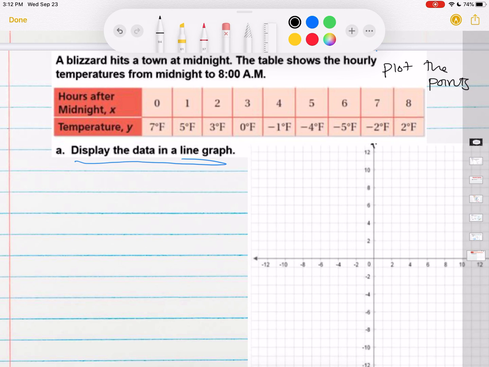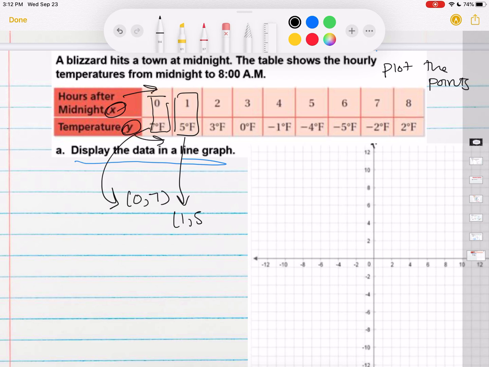So what are my points? Well, my points are each of these table values right here. And they tell you that the tops are our x values, the bottoms are our y values. So that first mark in the table is 0 and 7. That corresponds to the ordered pair (0, 7). The second one corresponds to (1, 5), because our top row is x's, our bottom row is y's.